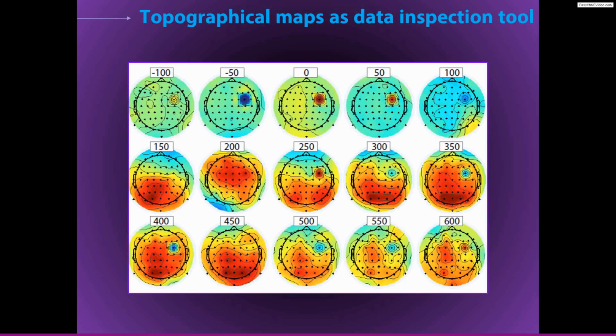Topographical maps are also very useful for identifying potentially bad or artifact-ridden electrodes. Here you see a series of topographical maps. The numbers here correspond to time in milliseconds, so this is a quarter second after stimulus onset. And it's very clear, it's very obvious that something is wrong with this electrode. You can see it has very large values and they're very different from the neighboring electrodes. So we know immediately by looking at these topographical maps that something was wrong with this electrode. So we need to resolve this issue before going any further with the data analyses.